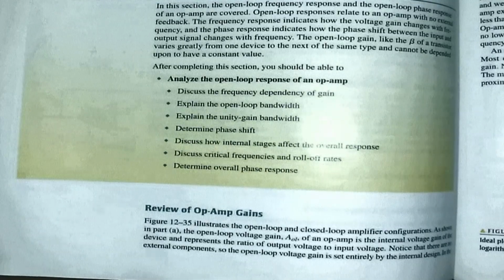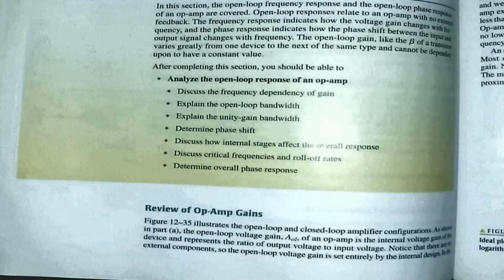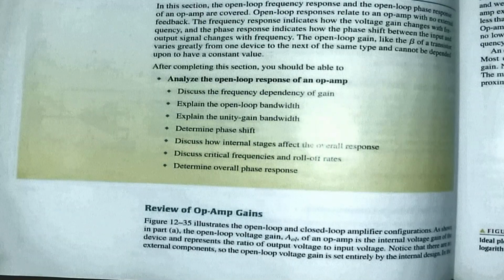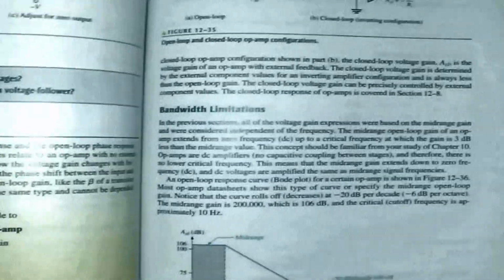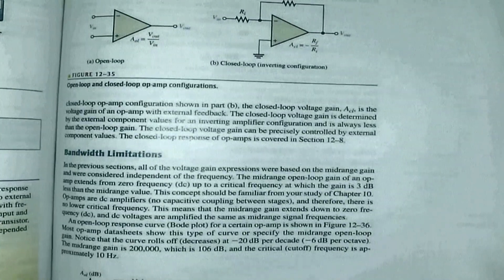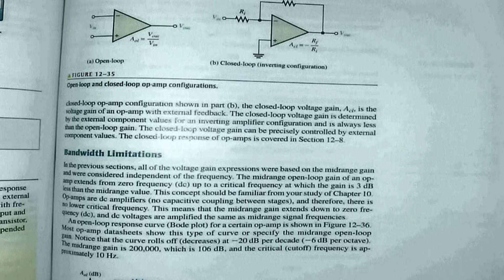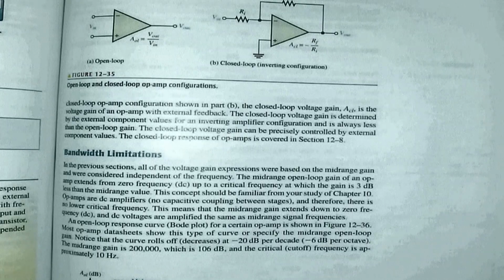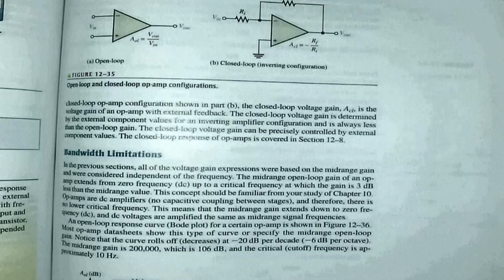Open loop response. Now we're going to look at the frequency response of an op-amp, specifically the open loop response. You also had a look at frequency response in chapter 10, which was done in Electronics 2. Now again, we're going to look at frequency response, and we're going to look at open loop and closed loop.